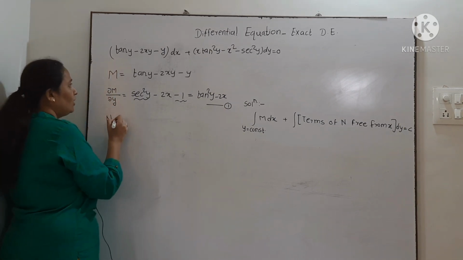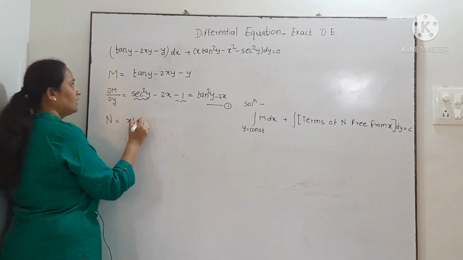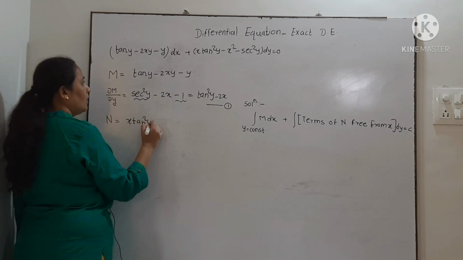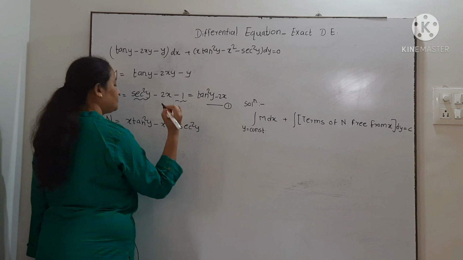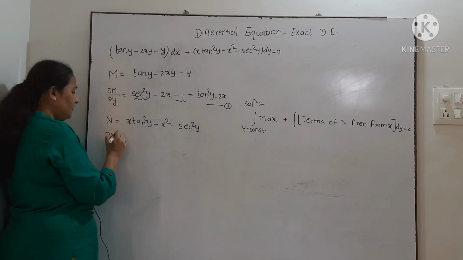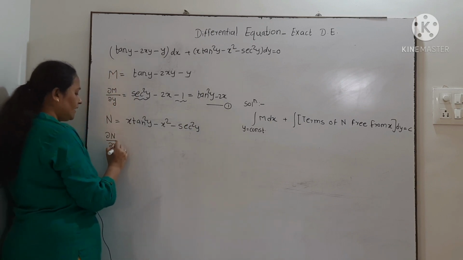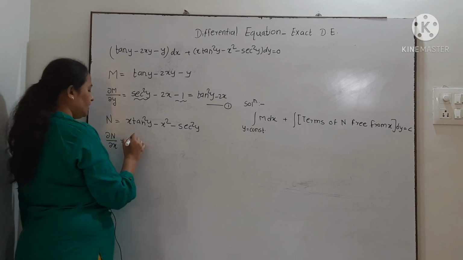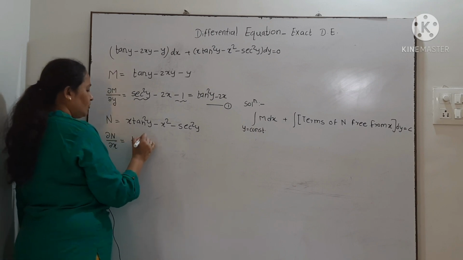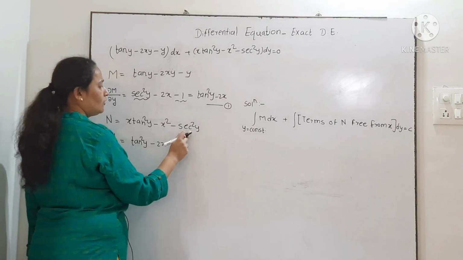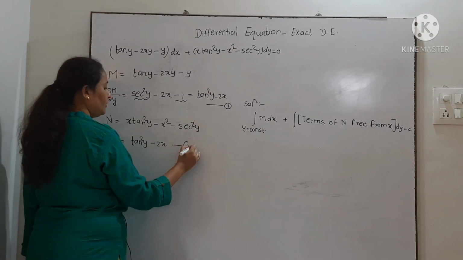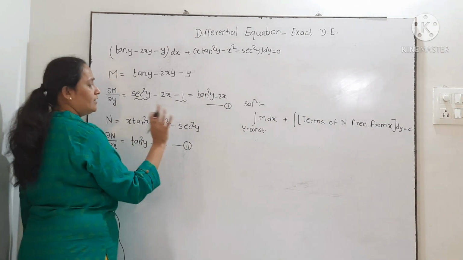Now we will write down the value of N, that is x tan square y minus x square minus sec square y. Find its derivative with respect to x, that is ∂N/∂x equal to tan square y minus 2x. This will be constant. The derivative of a constant is 0. When we differentiate with respect to x, y is constant.